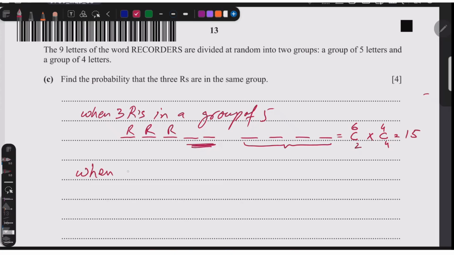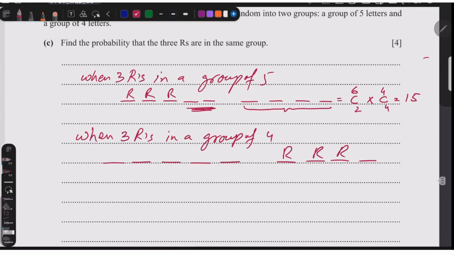Now the next situation is when 3 are in the group of 4. Okay, let's make the situation 1, 2, 3, 4, 5, then the other group is of 4. We have taken these 3 in the second group of 4. It means the remaining letters would be 6, and out of those 6 letters we need to pick 5 letters for group 1. So we write it as 6C5. One letter is left and one space is left in the group of 4, so we write it as 1C1. And it would be this one.